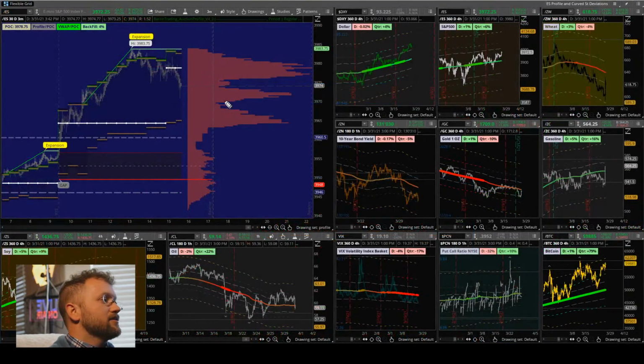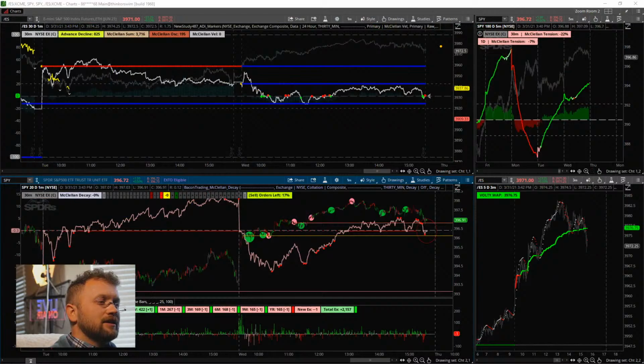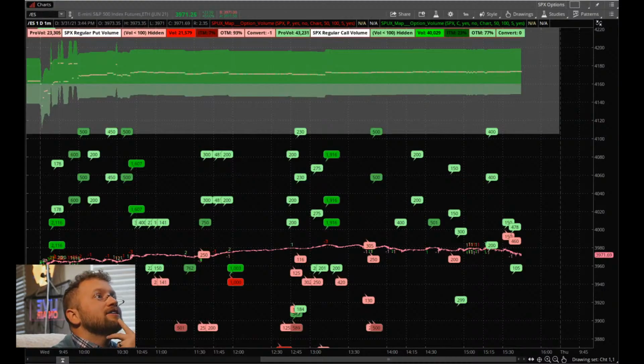So I'm looking over here at this, the LVN, thinking an algo got us down to the low volume node-ish, got us to test this level here. Just don't think you should stay down here. Why didn't the bulls hedge? Why didn't they hedge as much as they usually do?